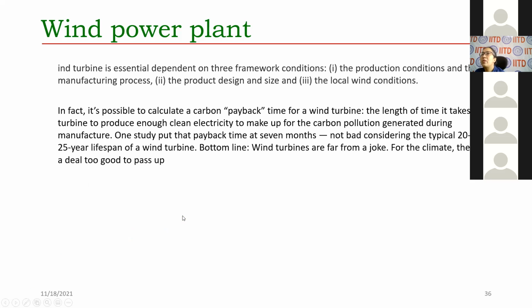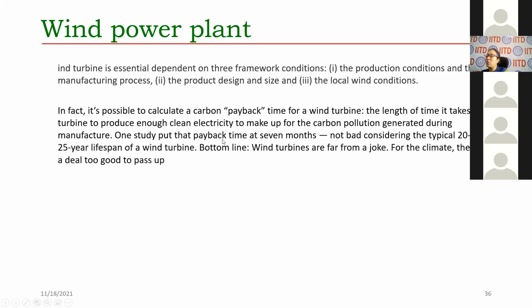As you can see here, a wind turbine is essentially dependent on three factors: the production and manufacturing, the design and size, and the wind condition. It is possible to calculate the carbon payback. We will be studying payback and all these things in the next class. Just hold that thought for a moment. For a wind turbine, it is the length of time it takes for a turbine to produce enough. This is what payback is. I'll skip this definition. Let's not talk about payback at the moment. We will study it a little later.